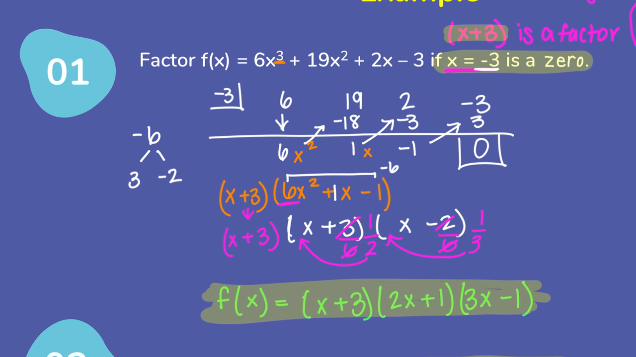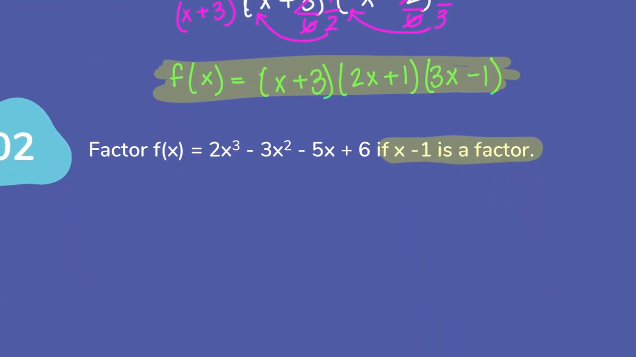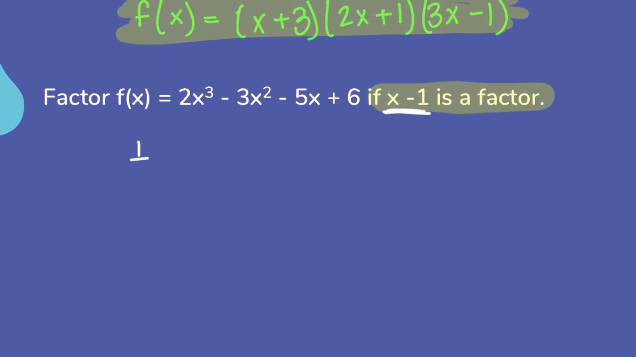All right, let's go ahead and do example number 2, and I'm going to add one more step to find my zeros. Right now, it's just asking me to factor, so let's go ahead and factor it. What am I plugging into my box? Keep in mind, this is x minus 1, so a +1 is going to go inside. And then my coefficients are 2, -3, -5, and 6.